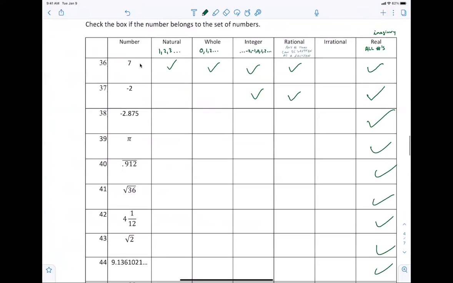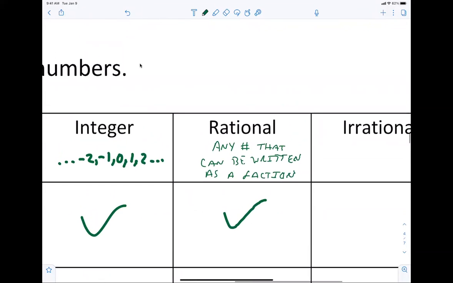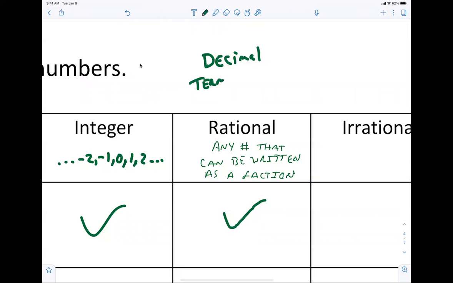-2.875. What set does that go in? Integer has no decimals. So it's definitely not an integer. Now, listen. Also, if you forget, above rational, you can put decimal. All right, if it terminates or repeats, it's considered rational.